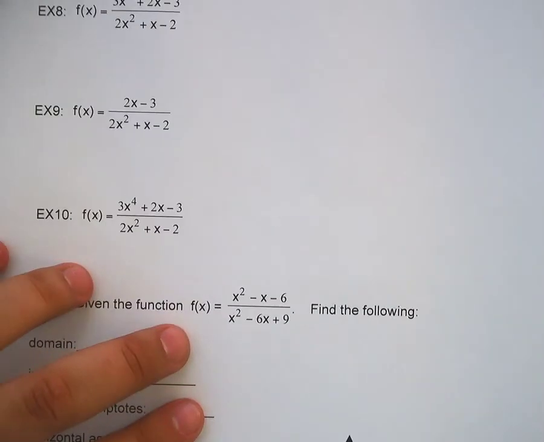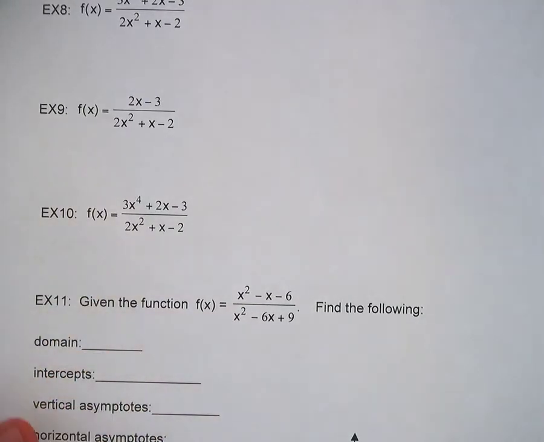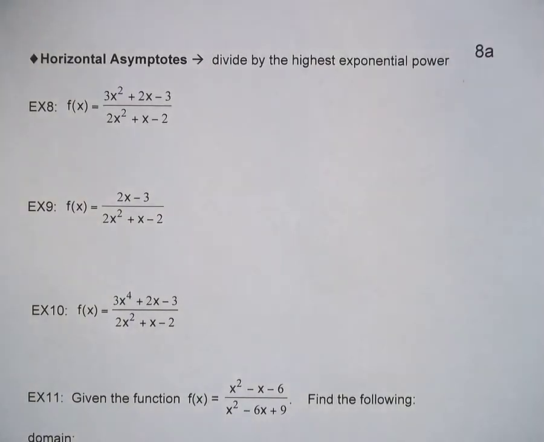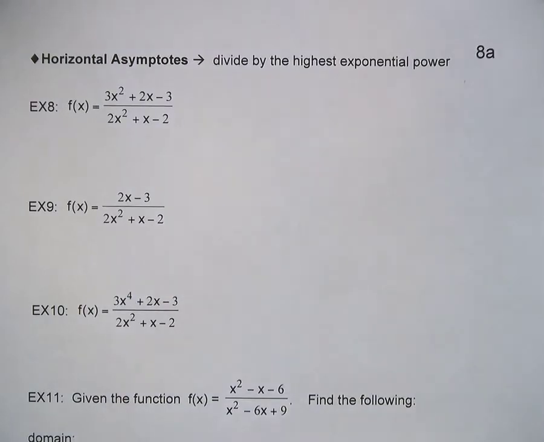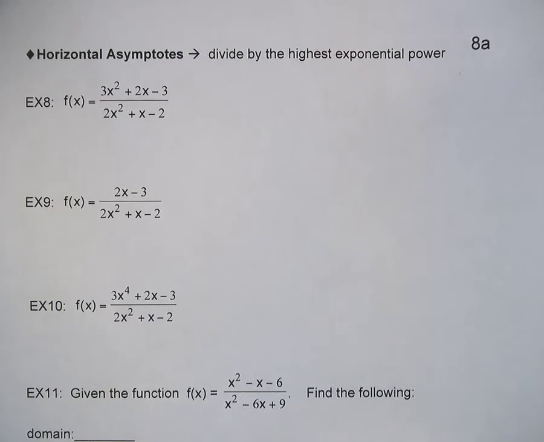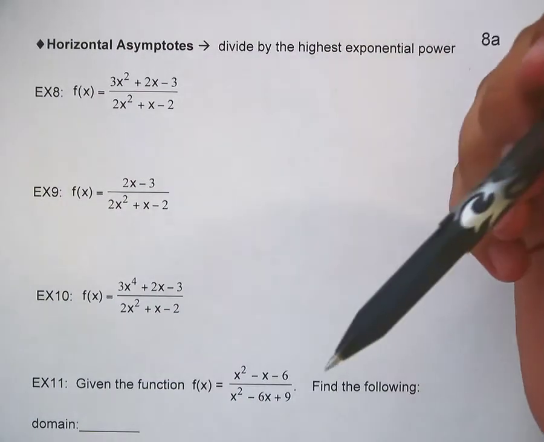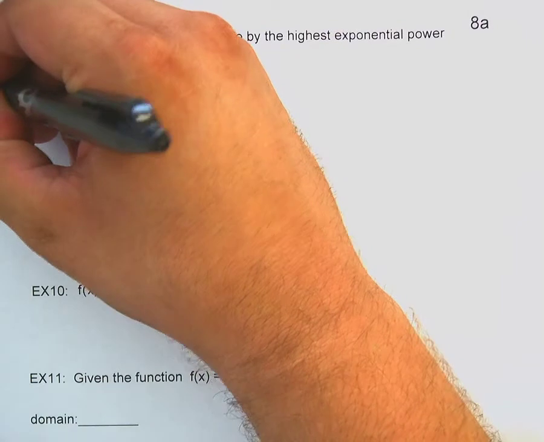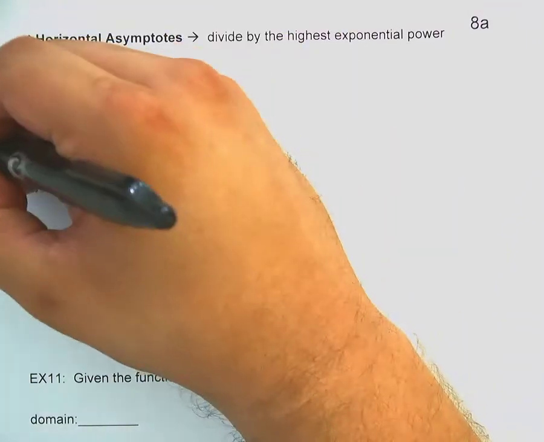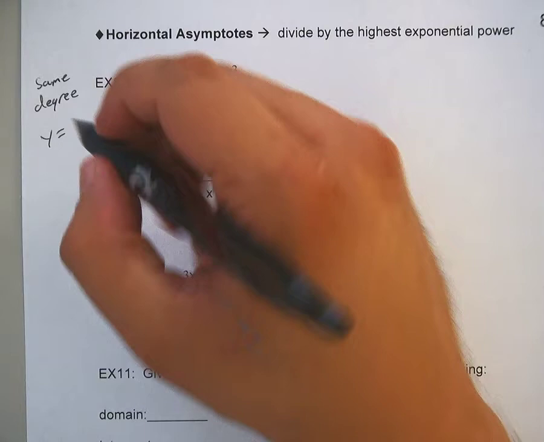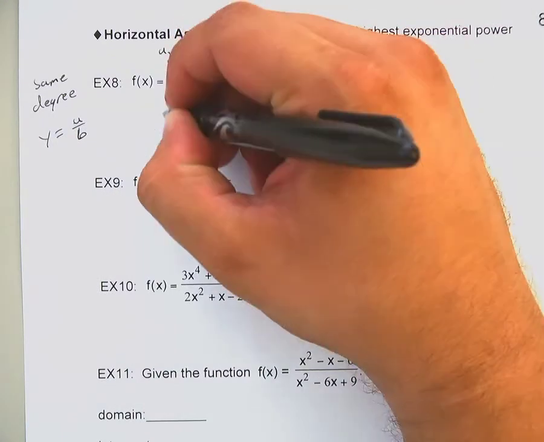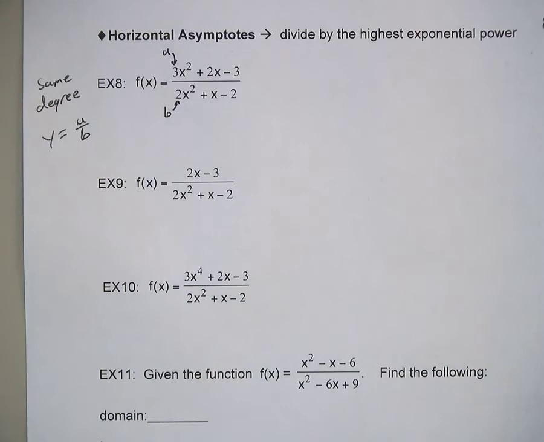On the next page here, horizontal asymptotes. Divide by the highest exponential power. Now for this one, there's a couple of rules that you can go by. The easiest way to remember these is if they have the same degree, then your horizontal asymptote is simply A over B, A being the first number here, B being the first number down here.